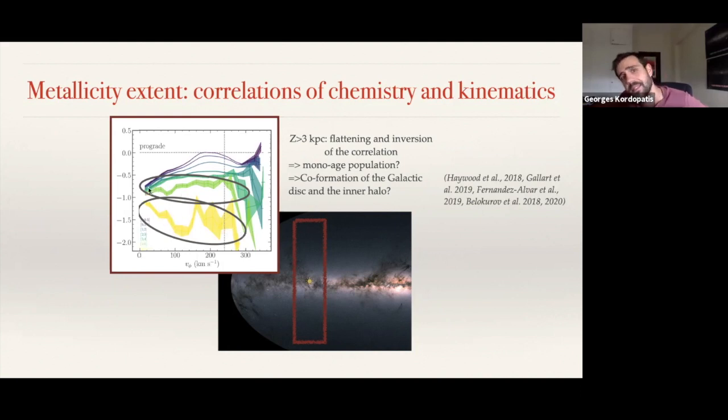And what you can see is that this correlation flattens and even possibly reverses at high distance above the plane, which can be an indication of a co-formation of the galactic thick disk and of the inner halo. And this has been suggested for a long time already, but more intensively since the advent of Gaia DR2 by several works such as Haywood and collaborators, Gallart et al., or Kawata et al.